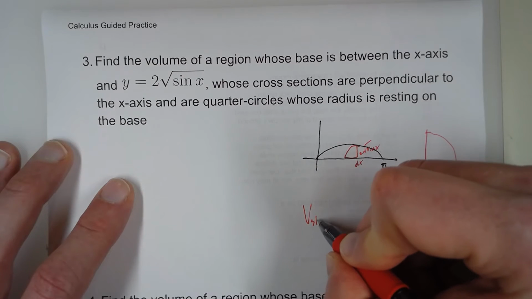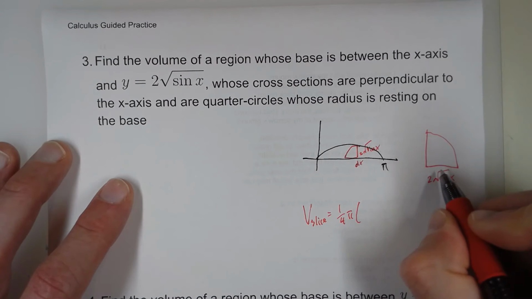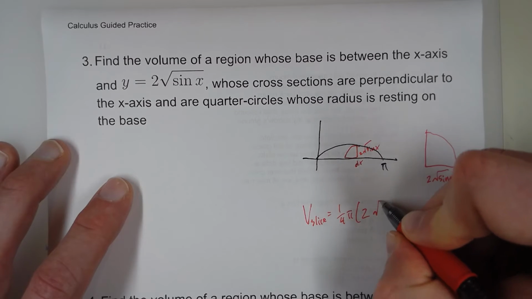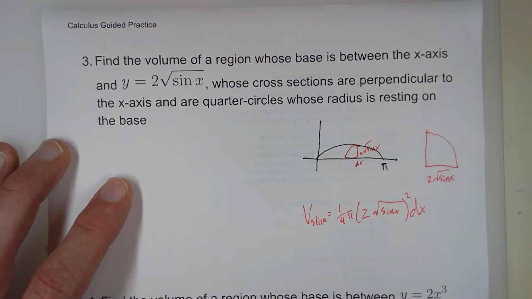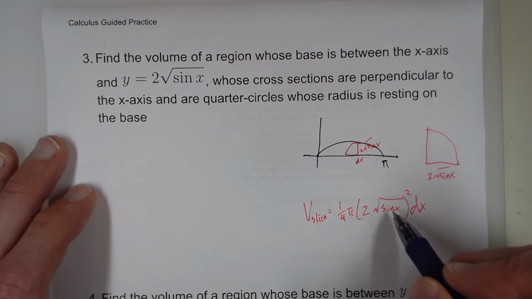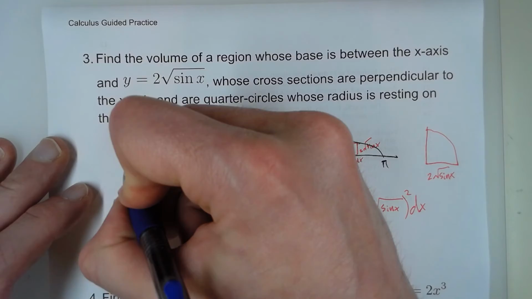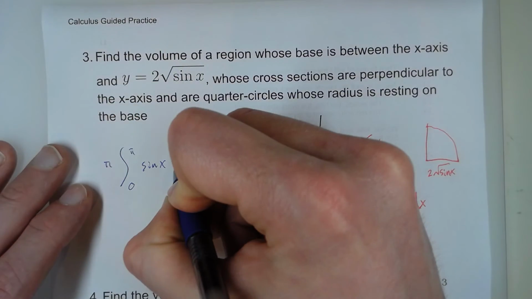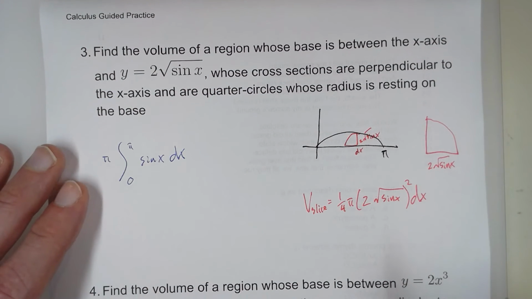So the volume of this slice, now this is a quarter circle, so it's 1/4 pi times r squared. Now in this case, I don't have to divide by 2 because this is the radius itself. So 2 square root of sine x, squared, dx. Now what's going to be nice about this is that when I square the square root, it goes away, but when I square the 2, it becomes 4. And that's going to cancel out the 1/4. So I will have a pi out there, but that's it. And so the integral is from 0 to pi of sine x dx.